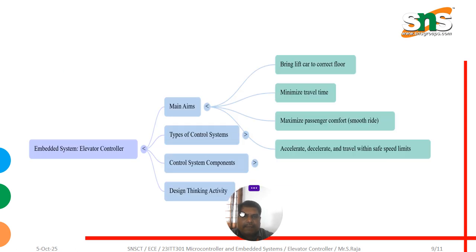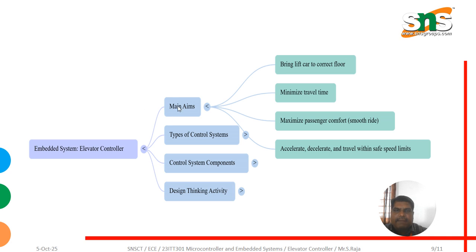So this is the mind map. I have started with the main aim, that is bringing the lift car or man to the correct floor. It minimizes the travel time and maximizes passenger comfort for a smooth ride in operation. They have to accelerate, decelerate and travel within safe speed.